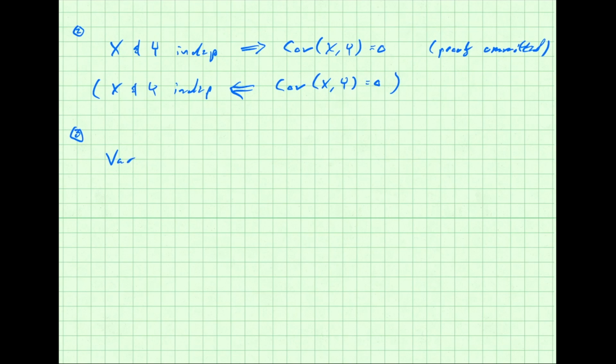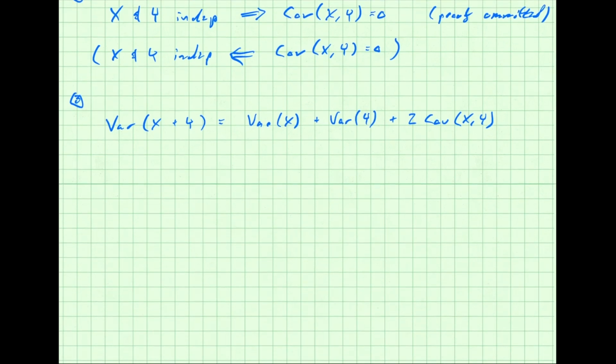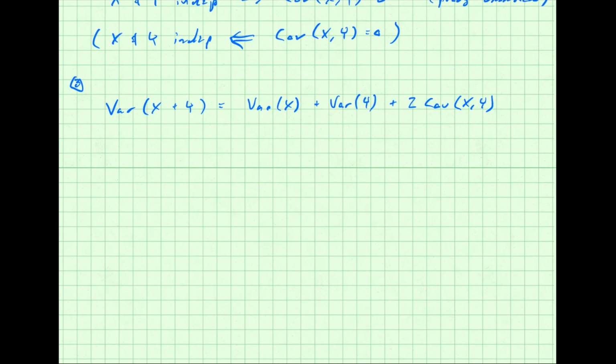The variance of x plus y is equal to the sum of their variances plus twice their covariance. All right, so we can prove that one relatively easily. So we'll just put this out. So here's the proof.